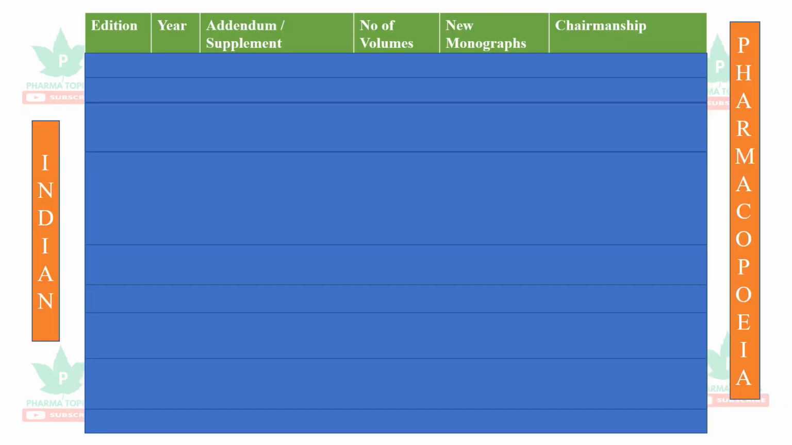I have given a table related to Indian Pharmacopoeia. It's a very important table. If you go through the information presented in this table, you can attend numerous multiple choice questions related to Indian Pharmacopoeia. It gives information about the edition, year, addendum, supplements, number of volumes, new monographs, and chairmanship.